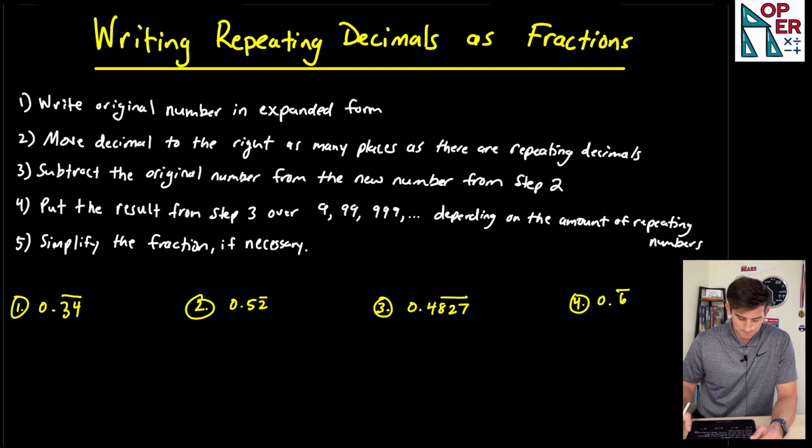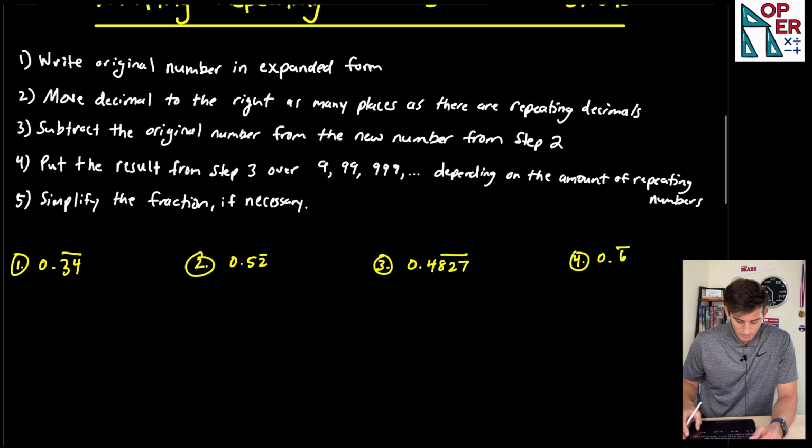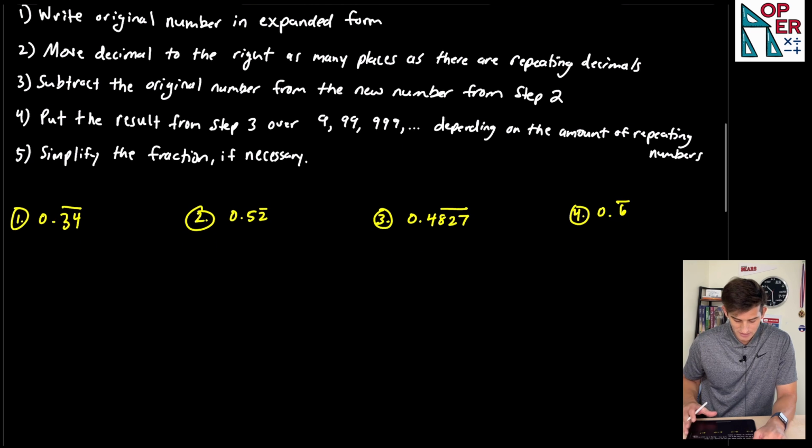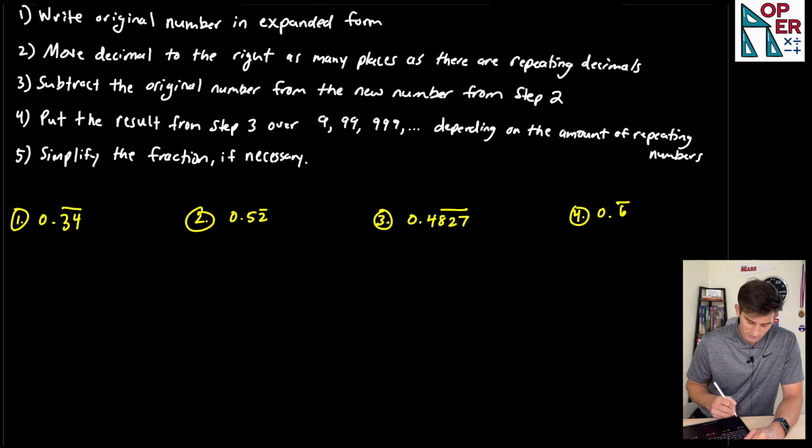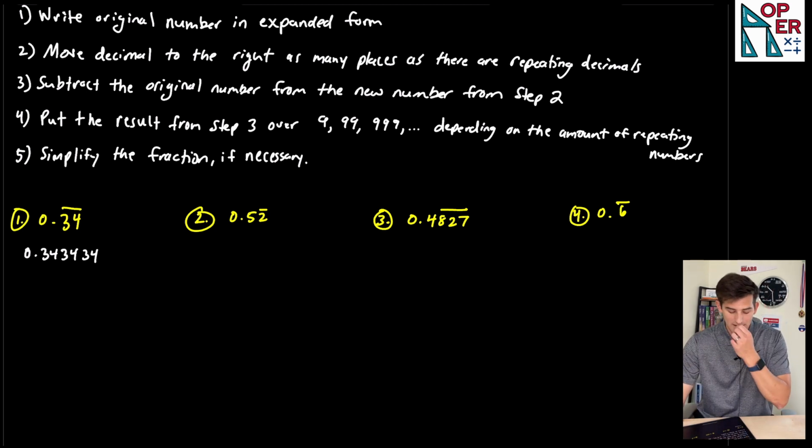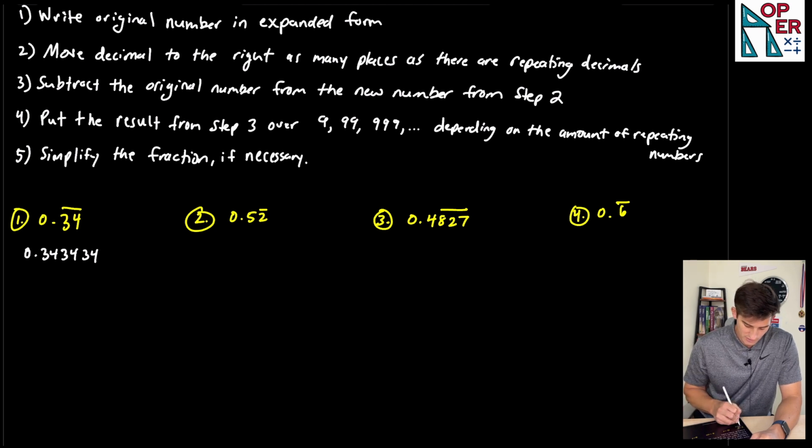So let's jump right in. Number 1, we have 0.34 repeating. Step number 1 says write the number in expanded form. So I'm just going to write it as 0.343434. Obviously that continues, but I'm just expanding it a little bit. Now I'm going to move the decimal to the right 2 times because the 3 and the 4 are repeating. So 1, 2. And now I have the number 34.3434.